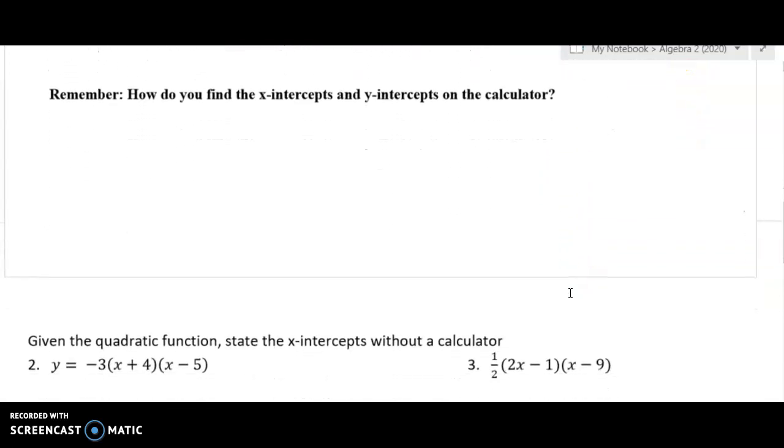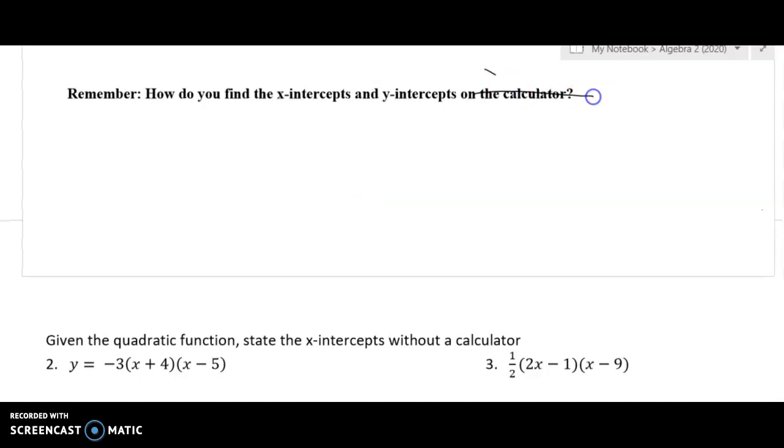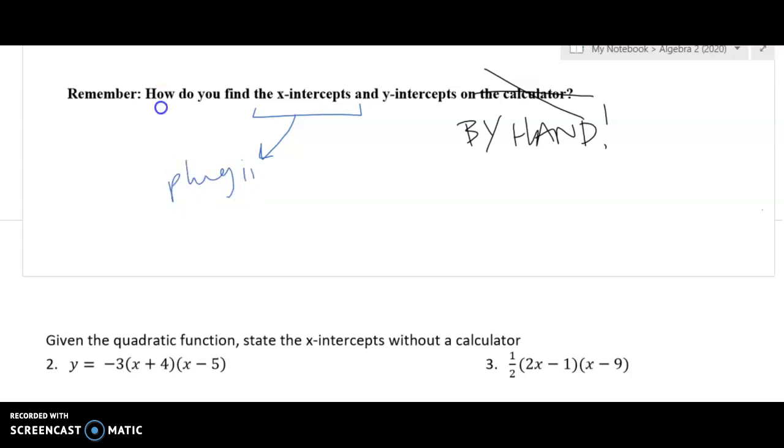Underneath there it says, remember, how do you find the x-intercepts and y-intercepts on your calculator? Well, take out this calculator part. We're going to say by hand, because we don't really have a calculator to be working with. So we're going to just talk about how you do this by hand really quick. The x-intercepts is a little trickier. We will try to do it whenever we can, but we will go ahead and say plug in 0 for y and solve for x.